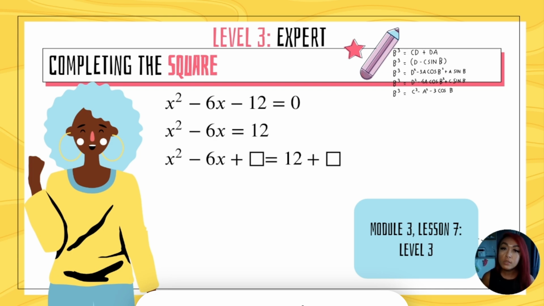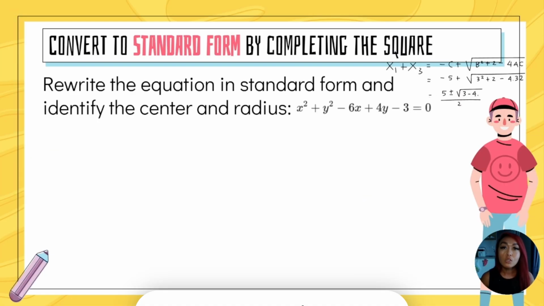because we will be using completing the square to rearrange equations of circles that are not in standard form to the standard form. So I hope you brushed up on the completing the square method, because now we're going to use it to convert to standard form. So let's rewrite the equation in standard form and identify the center and the radius.